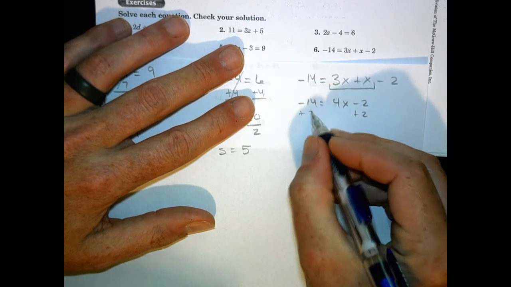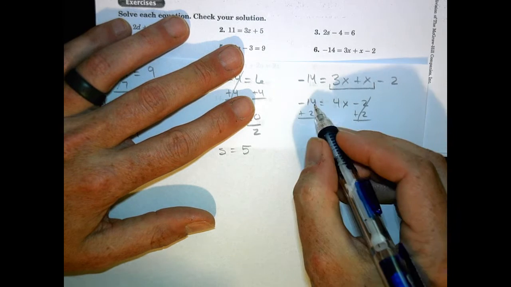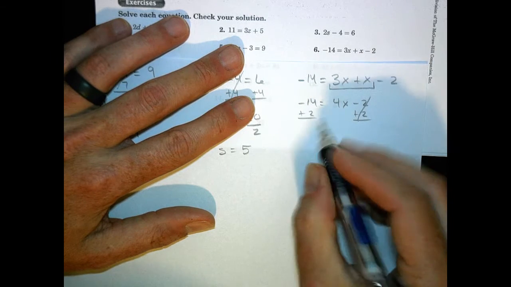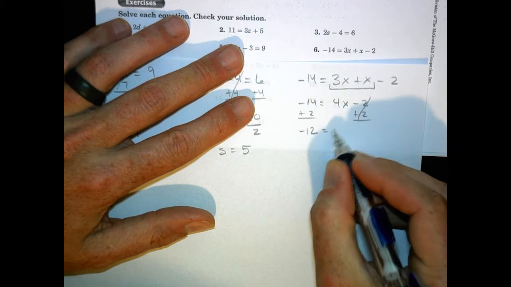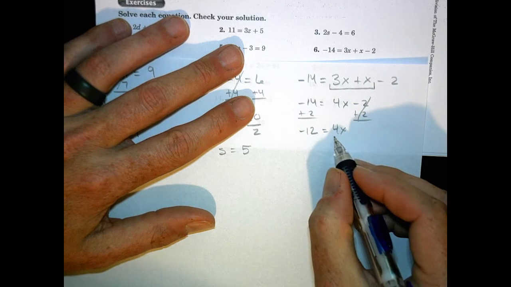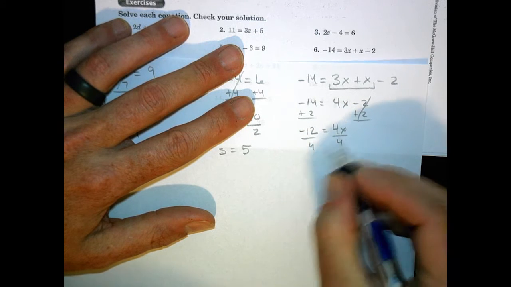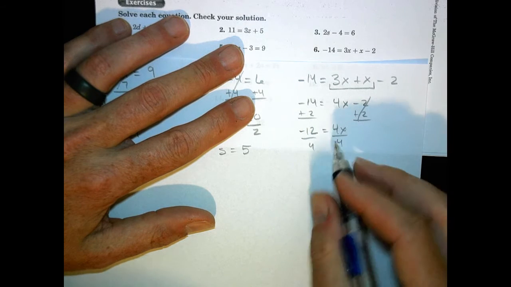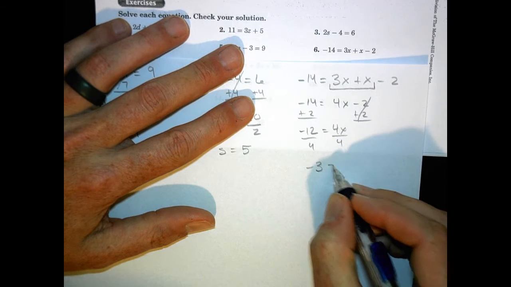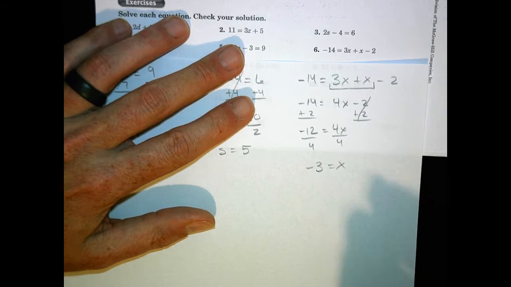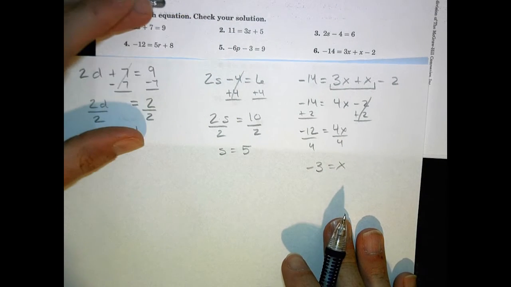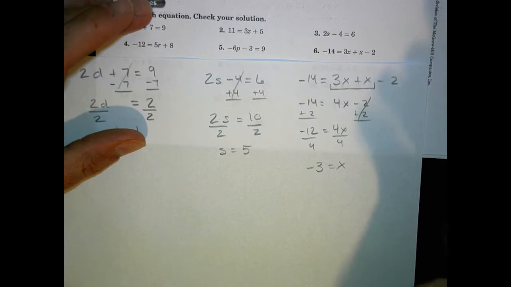Now I'll add 2 to both sides. That's eliminated. Negative 14, positive 2 leaves me with a negative 12 equals 4x. We're going to divide both sides by 4. And negative 12 divided by 4 is a negative 3, which is going to equal x. And that becomes my solution. So it's not too bad. Just takes some time to make sure you get that right.